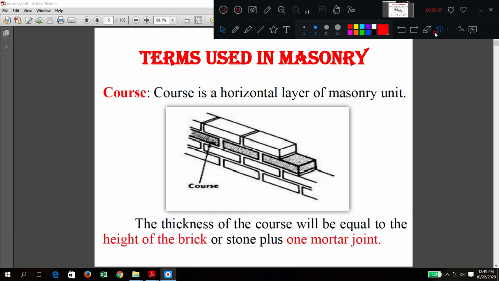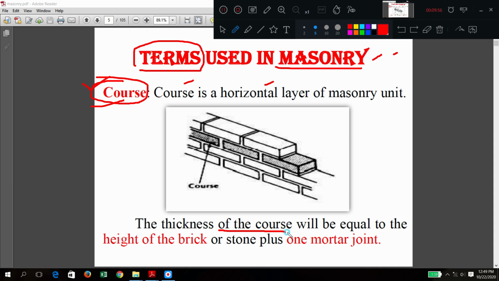Now, typical terms used in masonry. It may be stone, it may be brick, whatever they are generally going to use. What do you mean by course? Course is a horizontal layer of masonry units. So this is one layer, a continuous layer. Then another layer, third layer, fourth layer. So each layer is called a course.